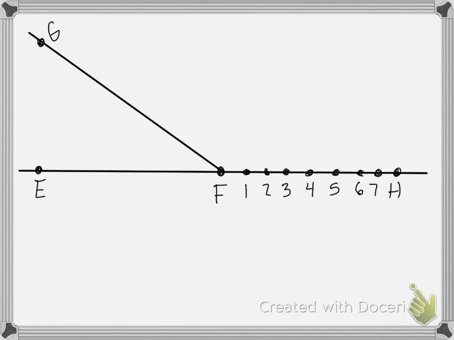If I wanted to, I can make a design using these two supplementary angles. I'm going to start off by making marks between F and H that are the same distance apart and labeling them 1 through 7. And I'm going to do the same thing going from F to E, 1 through 7. So 1, 2, 3, 4, 5, 6, 7. And I'm going to label those.